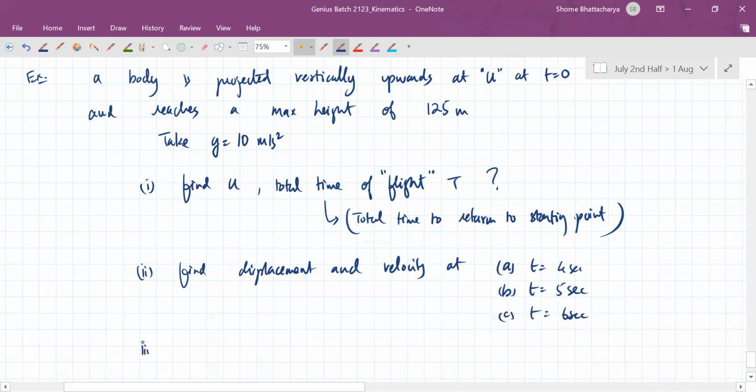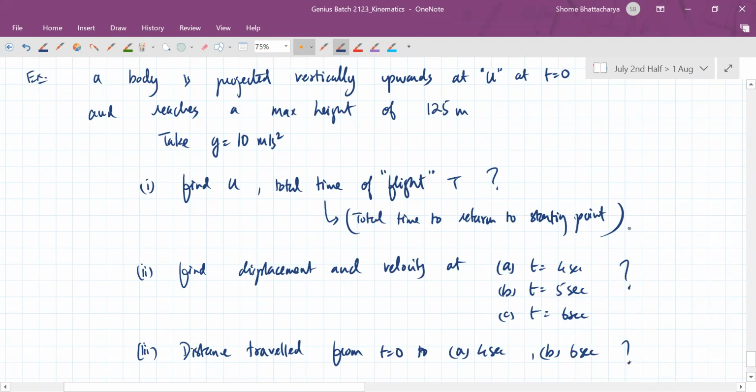And we also have to find the distance traveled from t equal to 0 to 4 seconds, 6 seconds. So just try this out. We'll learn a lot of things about vertical motion with these type of questions. So you can see that it's an indirect question. Initial velocity is not given to us, but some hint is given to us about it because the maximum height is given.